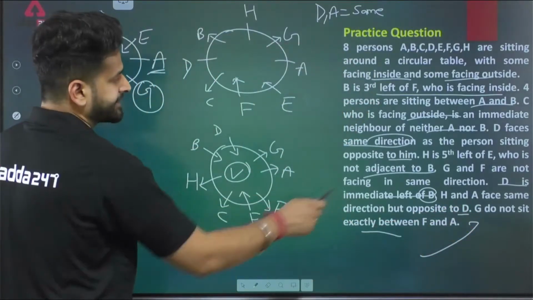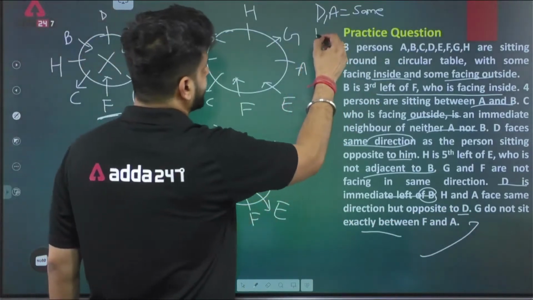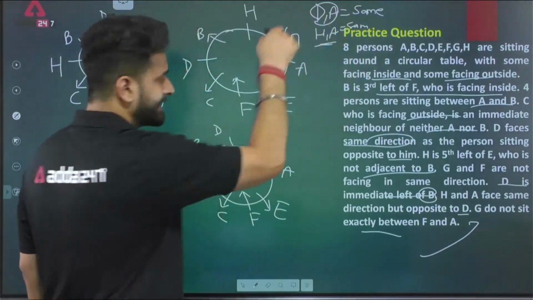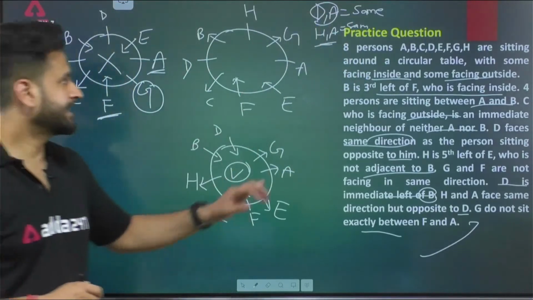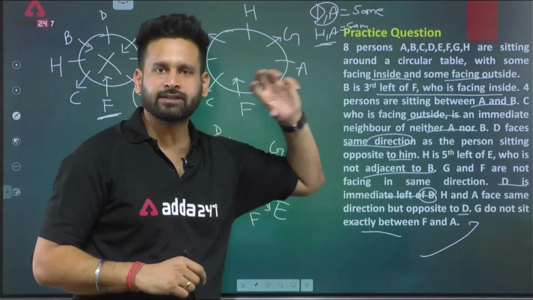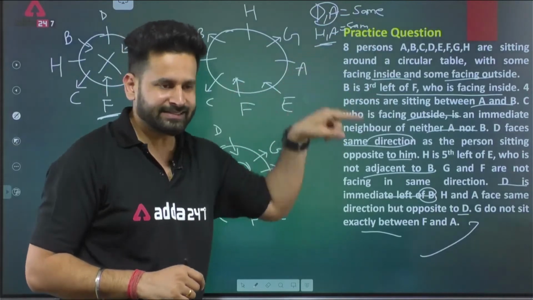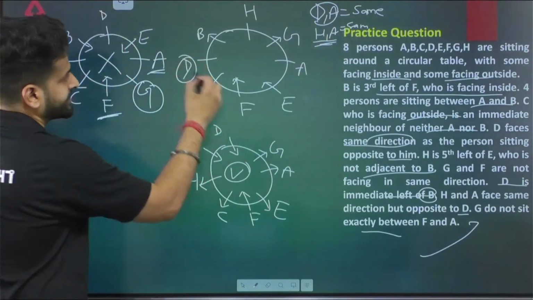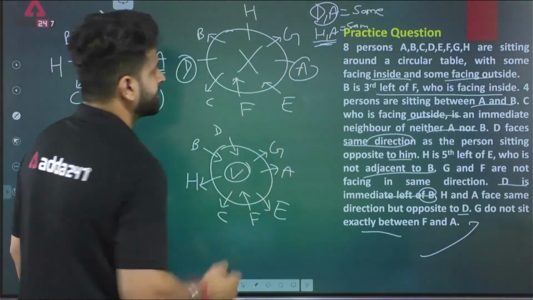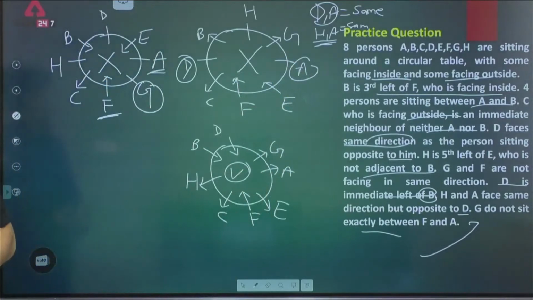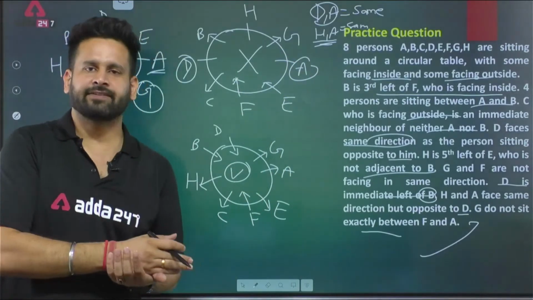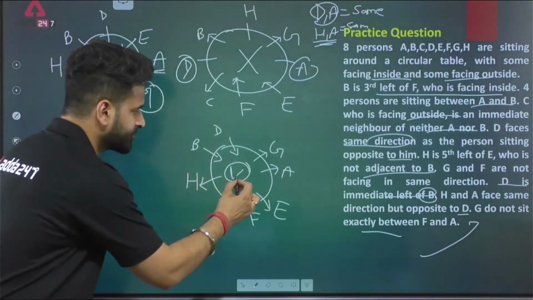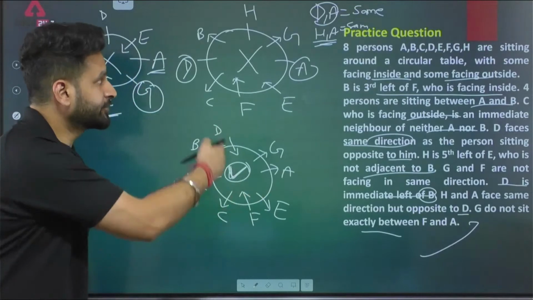H and A same direction, opposite to D. So H and A face the same direction. But you have already written A and D are also facing the same direction. So indirectly H, A, D will all three face in the same direction. But this condition is saying that H and A face the opposite direction of D, and because here D was sitting opposite to A, this condition is wrong. D and A have to face in the same direction. But the condition is saying H and A face the same direction but opposite to D. Such a condition I can easily place over here because D was not opposite to A.